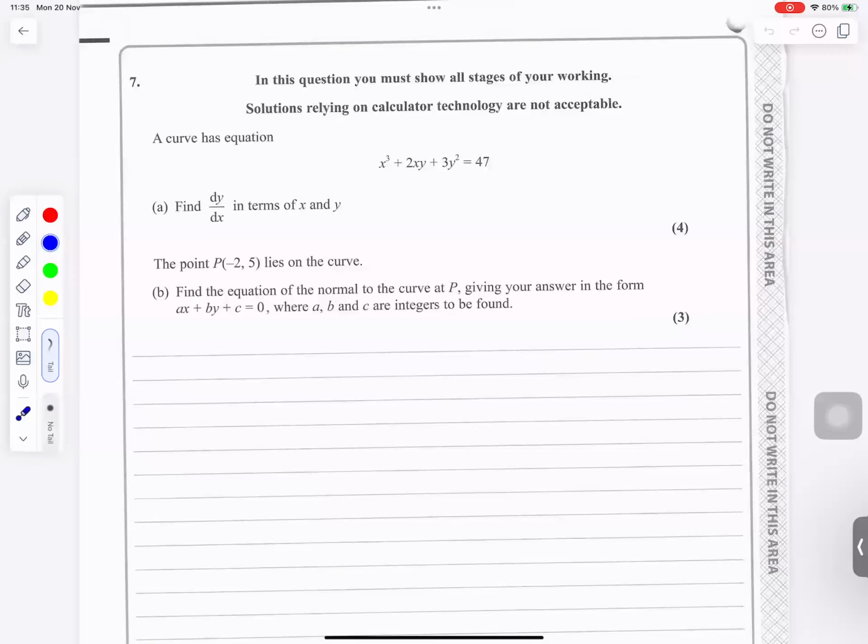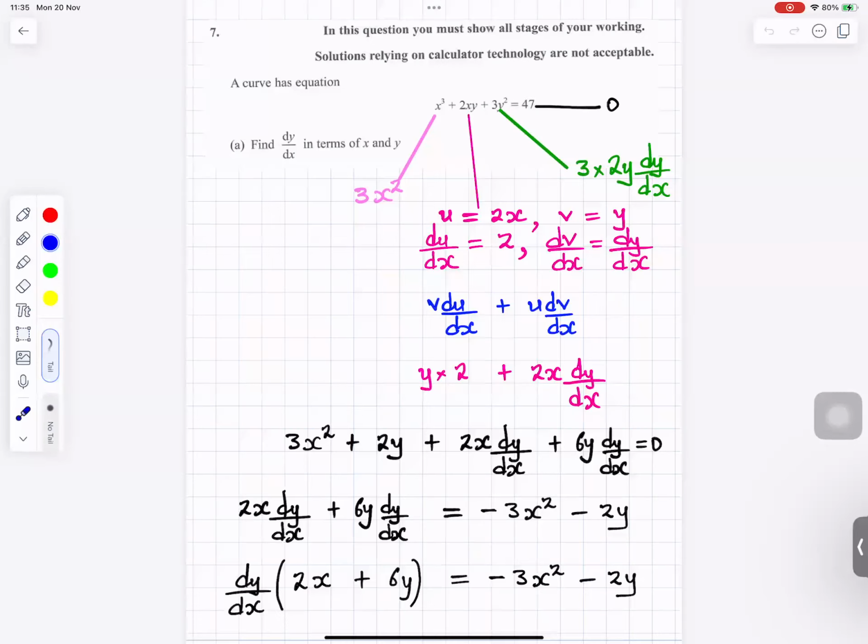Question number 7. We need to differentiate x cubed, which gives us 3x squared. The second one, 2xy, that's where the problem is. We will split it into 2. The 2x would be your u, and the y will be your v. So you use product rule.